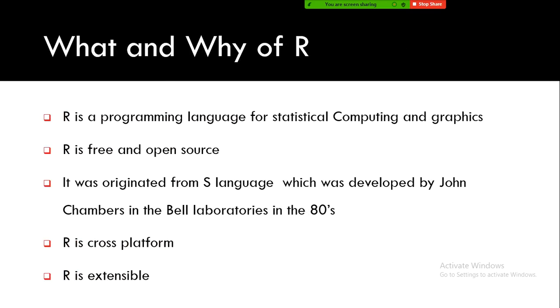Okay, first of all, let's try to understand what is R. R is a programming language. It is meant for statistical computing, to conduct statistical tests, or implementing machine learning or even deep learning algorithms. You can use R to implement it. Unlike Python, R is meant only for statistical analysis, implementing machine learning algorithms, deep learning algorithms. So R is free and open source.